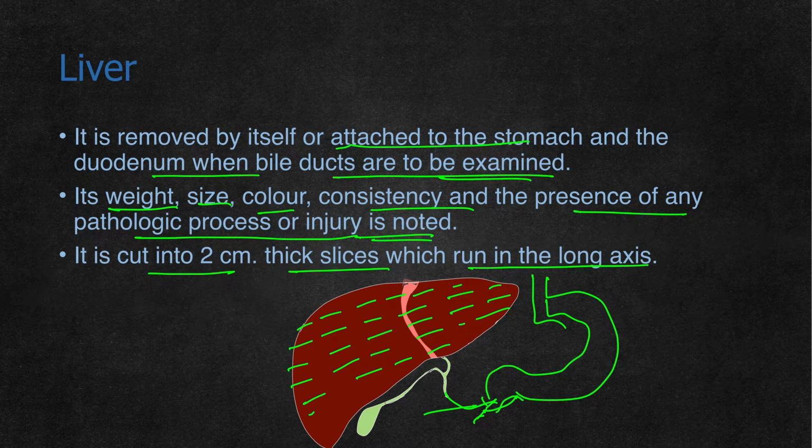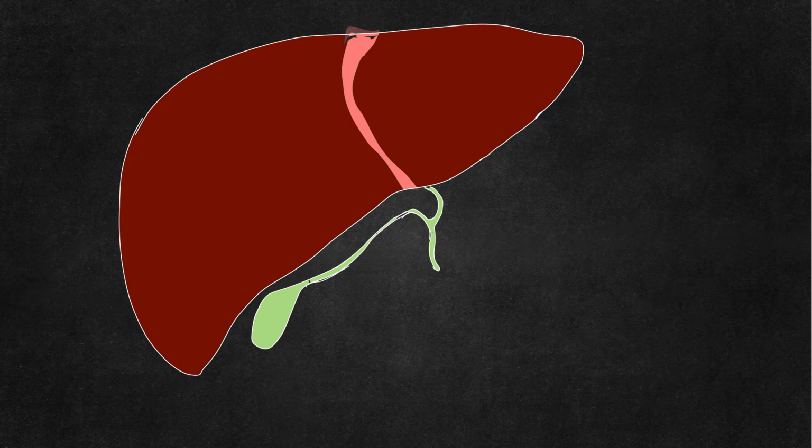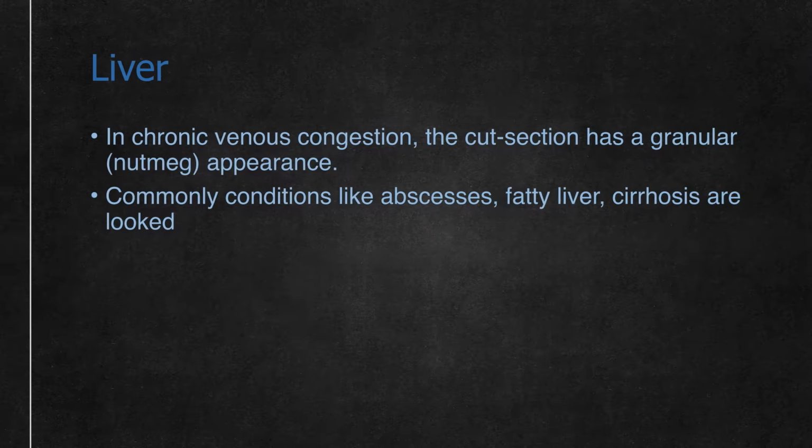Major slices are made along the long axis. So the liver is dissected along the long axis, and each part is examined for any abnormalities. So usually long axis dissection is done.